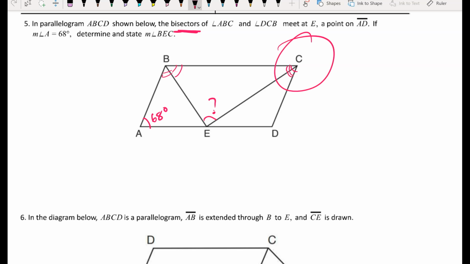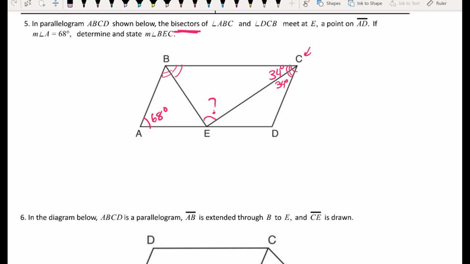And I can figure out what angle C is because that is an opposite angle to angle A, and for a parallelogram, opposite angles are congruent. So all of C should be 68 degrees, so if I cut that in half to get both of my congruent parts, angle BCE would be 34 degrees, and angle ECD would be 34 degrees as well.